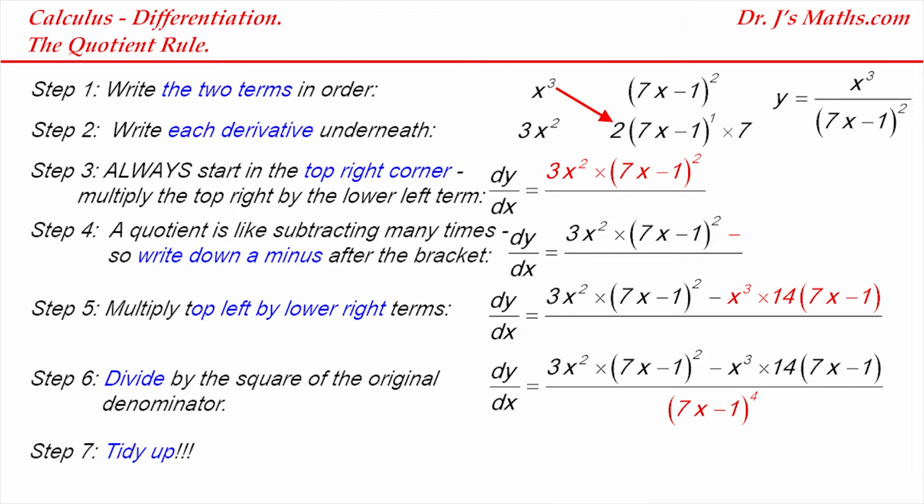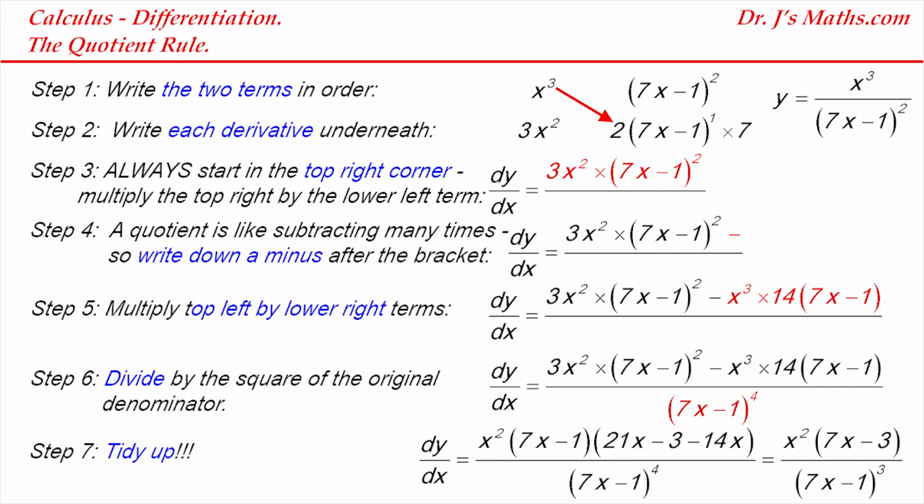We can see that we've got an x squared term common to both of the numerator terms. We've also got a 7x minus 1, so we'll take them out as common factors, and then we're left with a 3 times 7x minus 1, which is going to be 21x minus 3, and we've got an x times 14 in the next one, so it's going to be minus 14x. That gives us x squared times 7x minus 3 over 7x minus 1 cubed, because one of these 7x minus 1's cancel out.